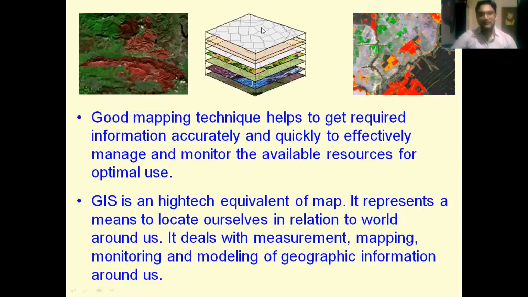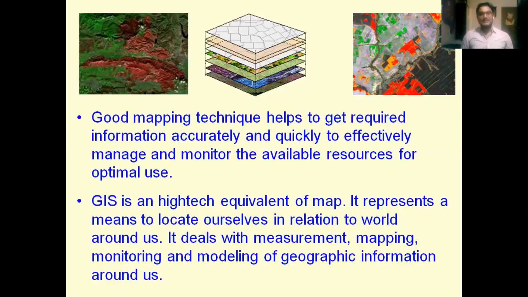Nowadays, the GPS and the maps which we are using for reaching our destinations, right? The Google Earth which we are using nowadays, all of that is a development that took place from the geographical information system. So it is a high-tech equipment of map. It requires a means to locate ourselves in relation to the world around us. So you can see the whole world by sitting in front of the system. That is the development taking place in the geographical information system.